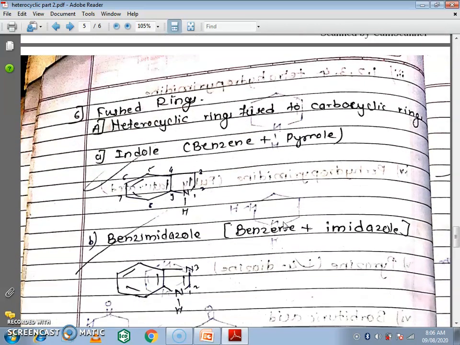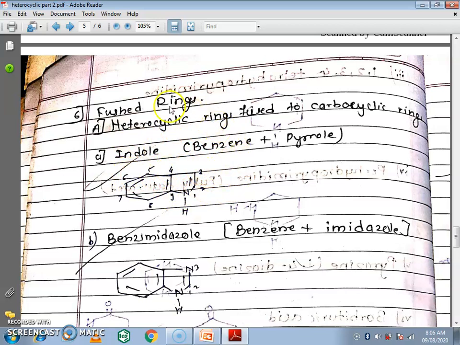Next, today we will see some examples of fused rings. So what is meant by fused rings? In this there will be a total of 2 or 3 or more rings. These are fused with each other. That is called fused rings. In that the rings may be containing 1 heteroatom or more. The rings containing 2 heteroatoms fused with each other.